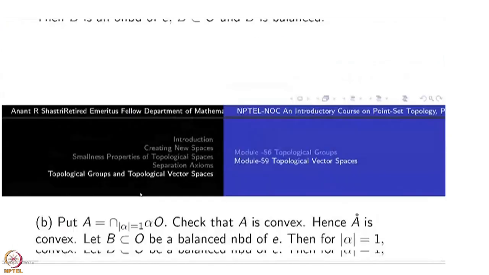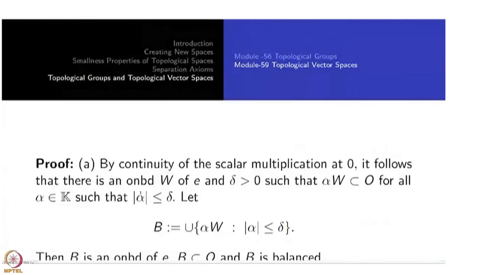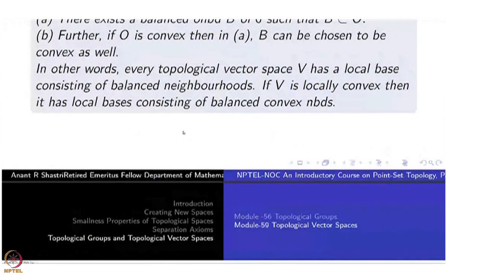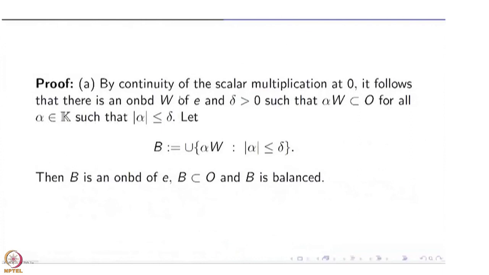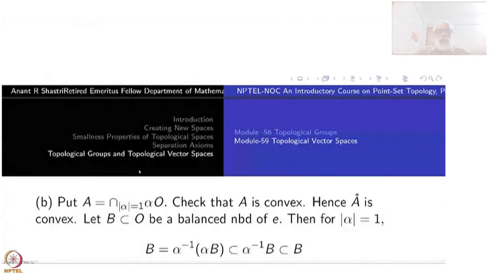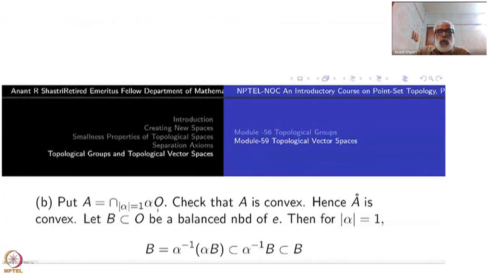Now in the second part, I want it to be convex as well, right? So suppose O is convex, which you have already got. Now you take A to be the intersection of all alpha O, where mod alpha is exactly equal to 1. In the case of a real vector space, this just means O and minus O. That is the way you have done to get a symmetric neighborhood. Remember that. So here you have to take mod alpha equal to 1 only, to saturate it, the intersection of all of them.